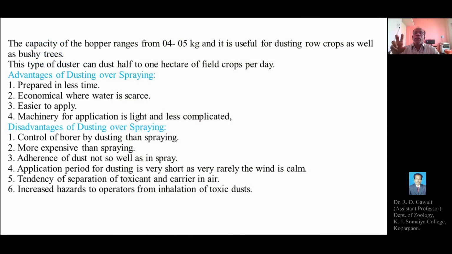The capacity of the hopper or container of the rotary duster ranges from 4 to 5 kg, and it is useful for dusting row crops as well as bushy trees. It is usually used for dusting low-lying crops or row crops as well as bushy or smaller trees. This type of duster can dust about half to 1 hectare of the crop field per day. So it is used for small scale dusting of powder pesticides on low lying crops, and the area covered is only up to half to 1 hectare per day.